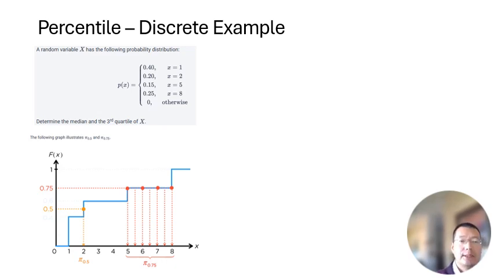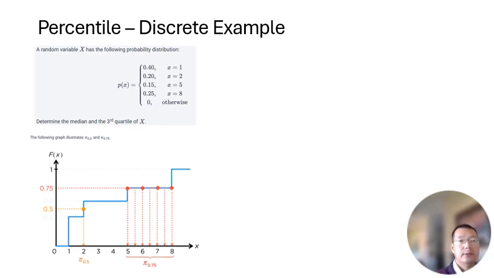Determine the median and the third quartile of x. For the discrete example, the best we can do is to draw the graph first. Since it's discrete, there aren't many points, so it's very possible you can draw everything out.